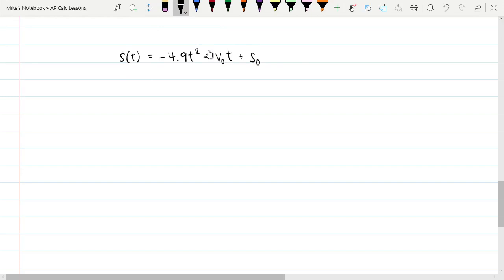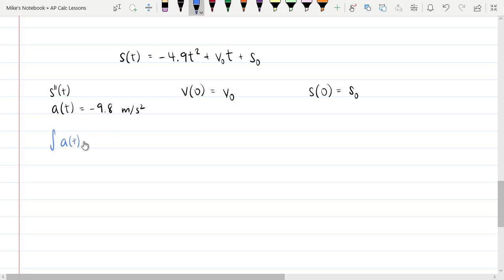Now, some of you may or may not know this, but acceleration due to gravity is negative 9.8 meters per second squared. But remember, a of t is really s double prime of t. So if we know that our initial velocity, so the velocity at time 0, is some number v sub 0, and we know that the initial position, or in other words, s of 0, is some value s sub 0, now if I wanted to find velocity, I'm just going to integrate with respect to t.